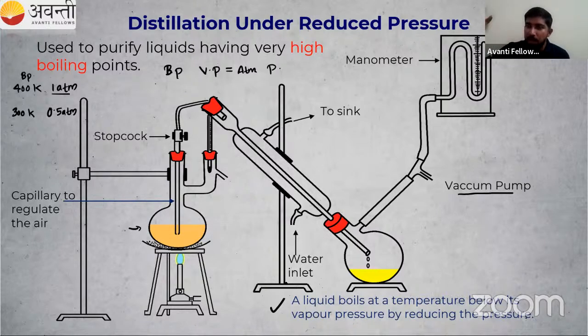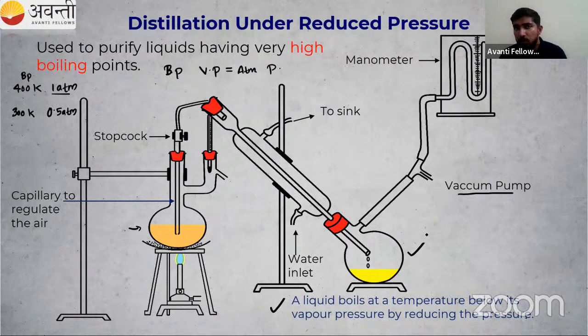What is the extra fitting? There is a vacuum pump. Why a vacuum pump? It is reducing the pressure. Then the important point: what is boiling point? It is a temperature at which the vapor pressure is equal to the atmospheric pressure. So by this method also, we can separate different compounds. That is distillation under reduced pressure.